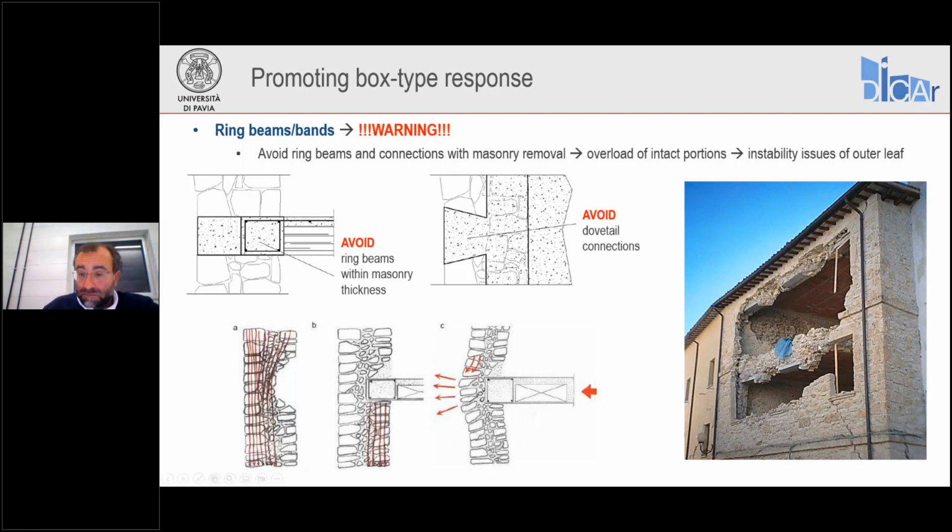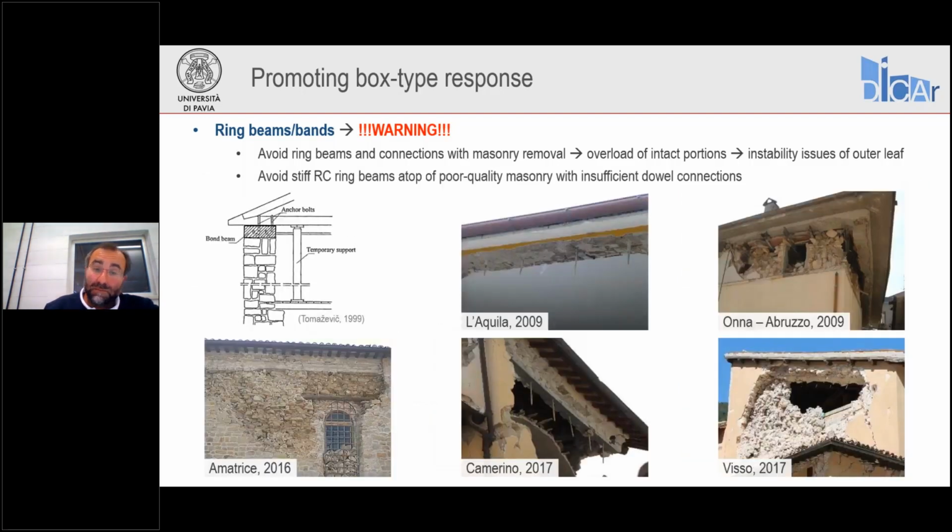You see that here we had a beam resting only on the interior leaf, same detail, less visible here in the other floor. Well, this caused this kind of problem. So be careful, avoid this kind of intervention. Avoid messing up the flow of forces within the masonry.